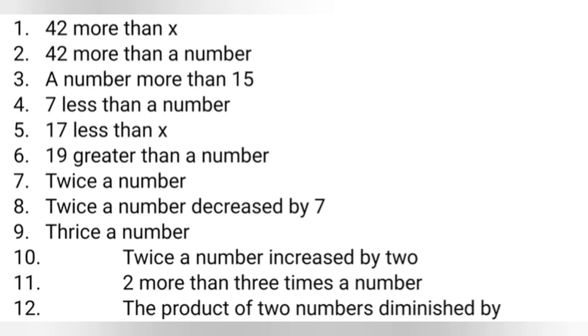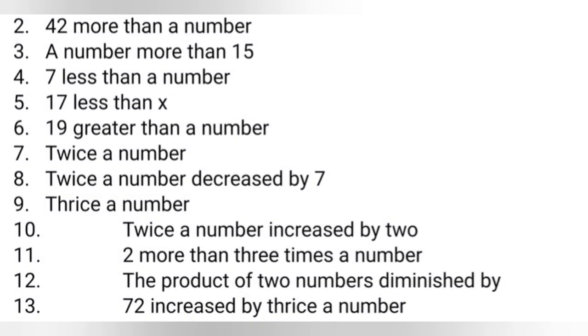Less than again, so work backward. A number is x, so x minus 7. Number 5, 17 less than x, so that's x minus 17. 19 greater than a number, so that means 19 plus x or x plus 19. With addition, it's okay to reverse the order because they're just the same. But this order does not hold with subtraction, because in subtraction the order matters.